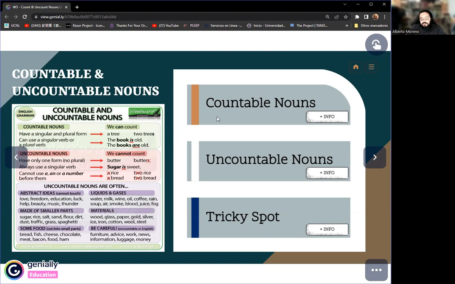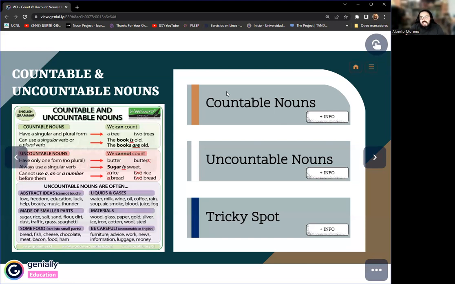¿Ok? Si es una acción, pues es un verbo, pero si es un objeto, es un sustantivo. Ahora, en español y en inglés existen 2 categorías, los que son contables y los que no son contables. Sin embargo, en español la línea que los divide está un poco borrosa, ¿no? Porque los usamos de una forma y los usamos de otra forma y no pasa nada. Es un poco más flexible que el idioma inglés.